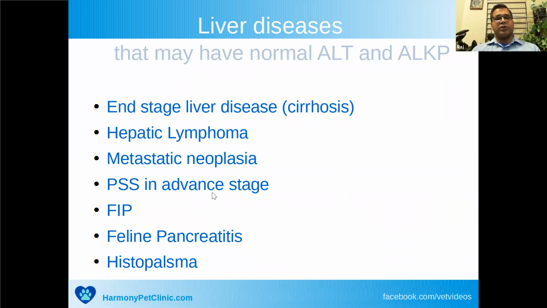Portosystemic shunts, mainly in the advanced stage, can again have normal ALT and alkaline phosphatase. Feline infectious peritonitis and feline pancreatitis can also have normal liver enzymes, but the liver is not functioning well. Histoplasma, one of the fungal infections, can also, particularly in cats, have normal liver enzymes, but the liver can be very, very sick.